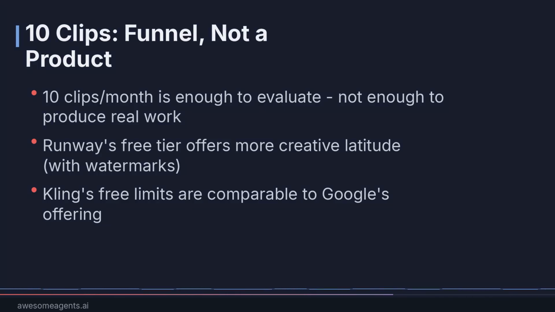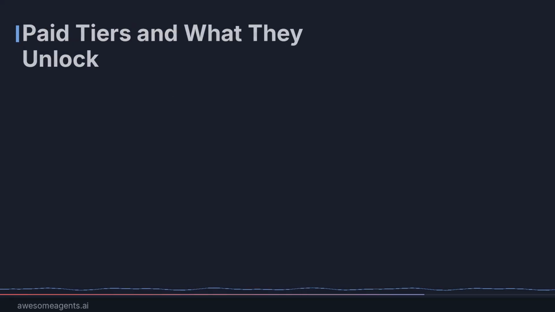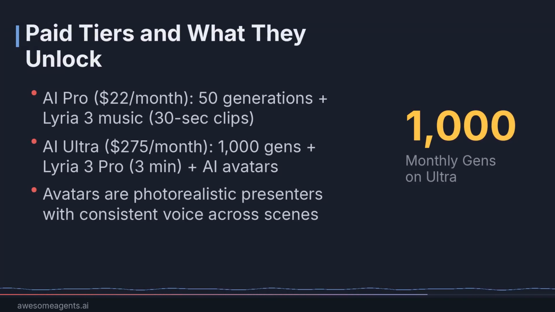Okay, so stepping back, what do we make of the free tier itself? Is 10 clips per month actually useful? Honest answer is it's enough to evaluate the product, not enough to build with it. For anyone doing real work with video AI, 10 clips doesn't get you very far. Runway's free tier actually gives more latitude despite adding watermarks. Kling is comparable on limits. So it's a trial funnel dressed up as generosity. That's about right.